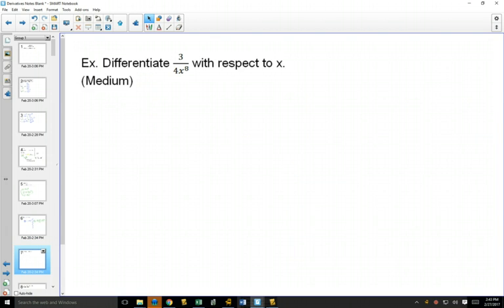Here's a medium one. And with these questions, you're seeing that I'm introducing different terminology. So here I've got differentiate this with respect to x.